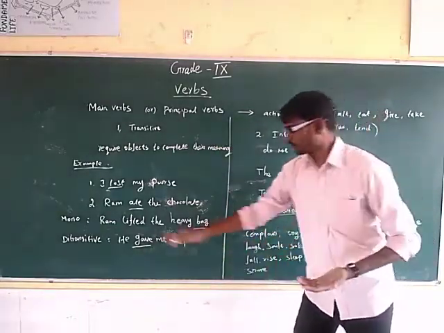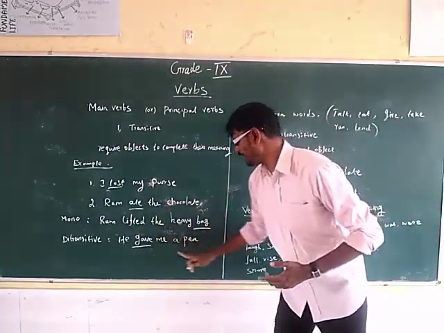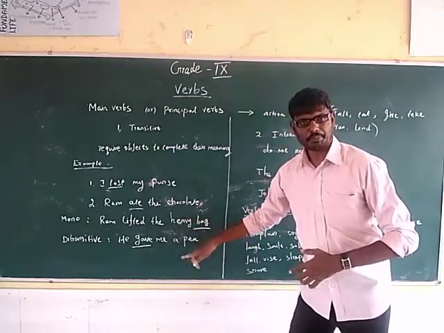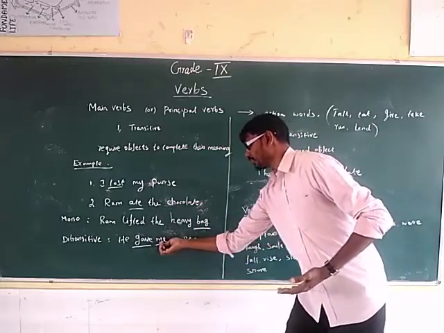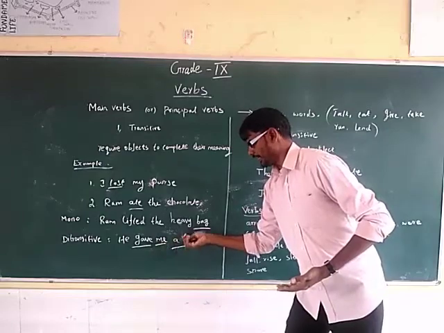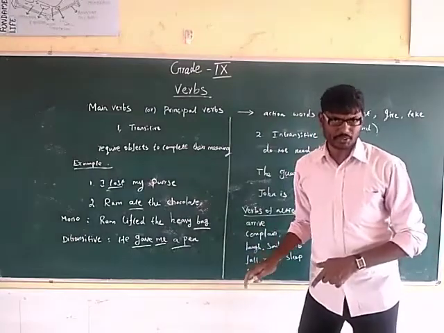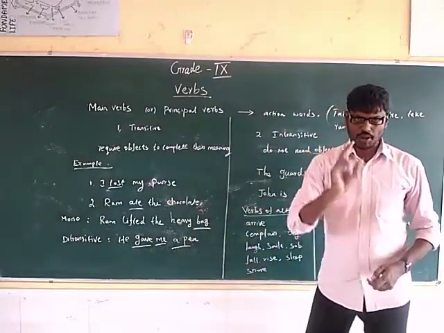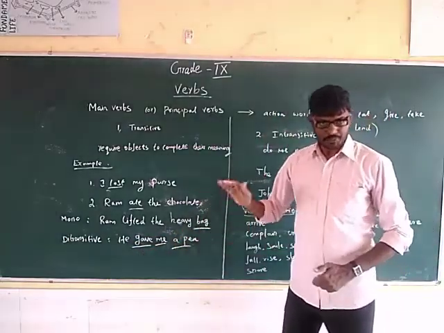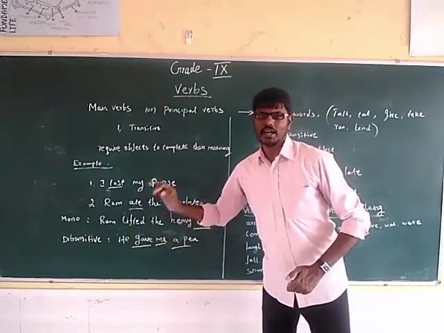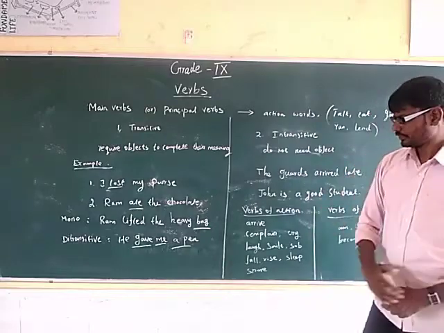So this is a transitive verb. What type of transitive verb? He gave me a pen. He gave what? Pen. To whom? Me. So this is object one, this is object two: the direct object and the indirect object. So the verb gave in this particular sentence has two objects. As this sentence has two objects, this is called a ditransitive verb.